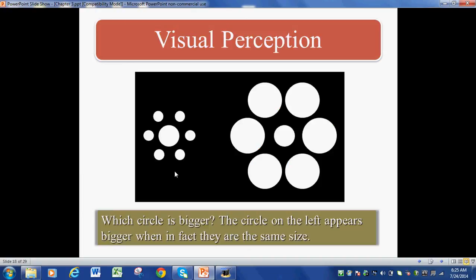Which circle is bigger, right? Can you tell me which one is bigger? The circle on the left appears to be bigger when in fact they're the same size. Well, why does it appear to be bigger? Because it's around other smaller circles, right?